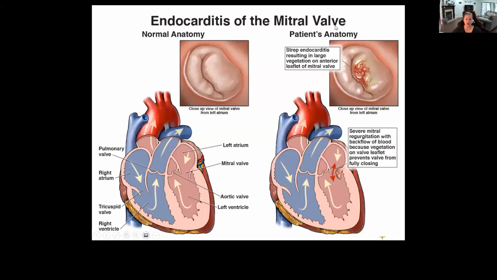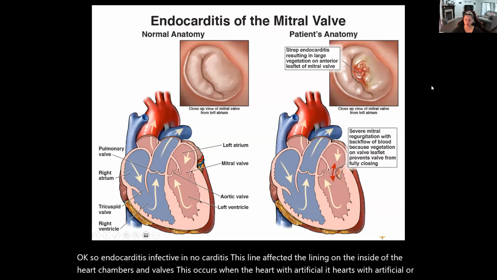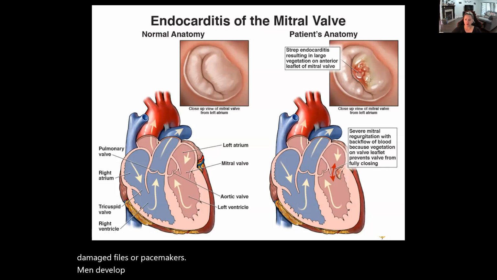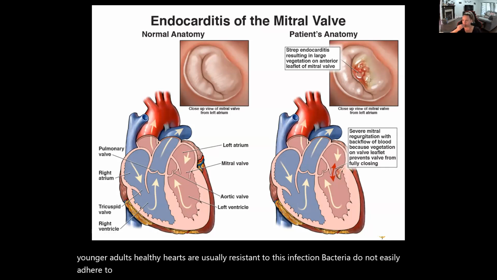Okay, so endocarditis, infective endocarditis, is infection of the lining of the inside of the heart chambers and valves. This occurs in hearts with artificial or damaged valves or pacemakers. Men develop infective endocarditis more than women, as do older adults compared to younger adults. Healthy hearts are usually resistant to this infection. Bacteria do not easily adhere to the intact surfaces of the endocardium.